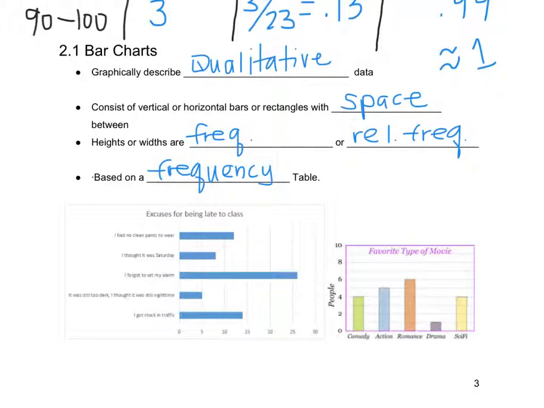Now there is maybe a slight preference to use relative frequency because that is separate from the total number. So if you use a relative frequency, you get an idea of a percentage, and you don't have to know the total count that it's coming from, whereas with frequency, it's helpful to know what that total count is.